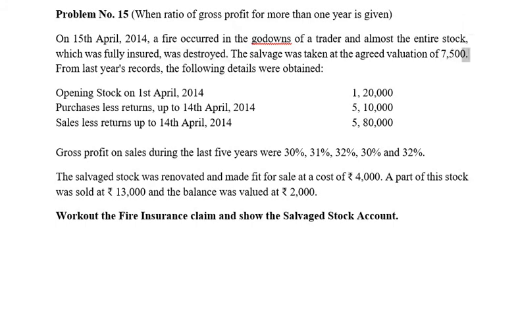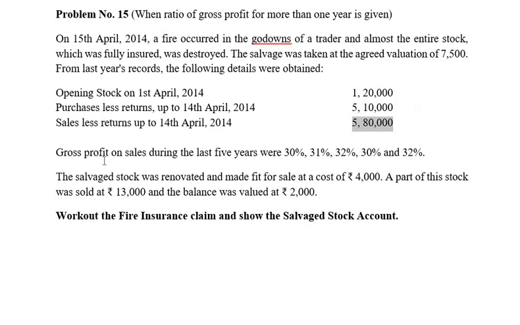How much is the salvaged stock? 7,500. It is nothing but the stock saved from the fire, 7,500 rupees. From the last year's records, the following details were obtained. Opening stock on 1st April 2014 is 1,20,000. Purchases less returns up to the date of fire, 14th April 2014, is 5,10,000. Sales less returns up to the date of fire, 14th April 2014, is 5,80,000 rupees.